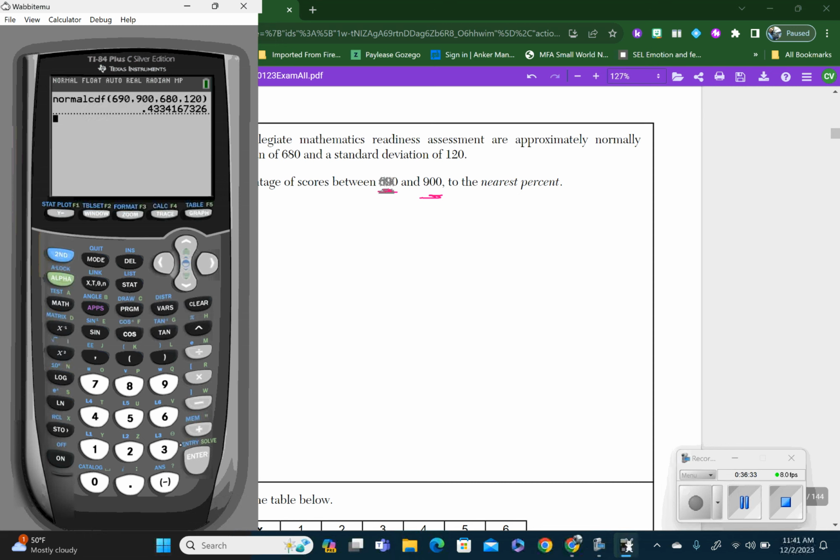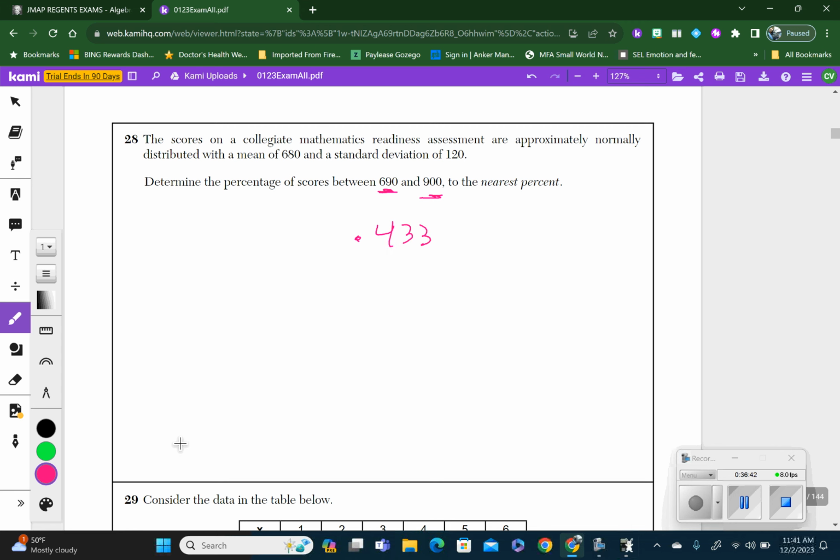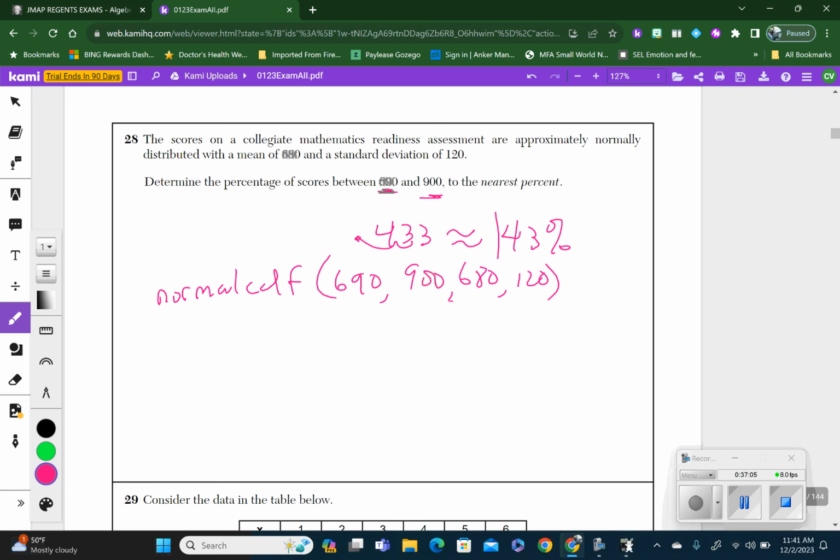The standard deviation is 120. So we're going to put the 120 in and then hit enter. So I have 0.433, and it's asking you to the nearest percent. So 0.433 to the nearest percent is about 43%. Move the decimal 2 places to the right. We want to show work here. So normal CDF, parentheses, and we plugged in our 690, comma 900, comma the mean goes next, which is 680, and the standard deviation is 120, and we hit enter. Okay, so 43% is our final answer.